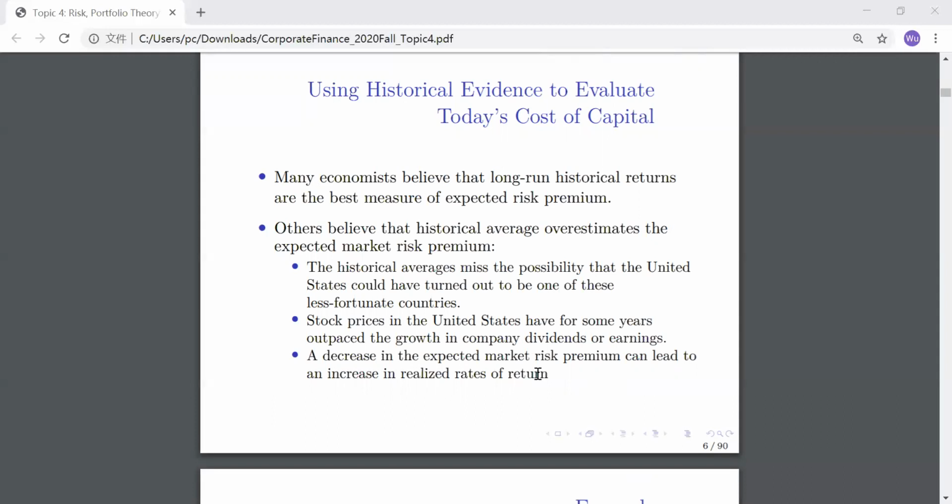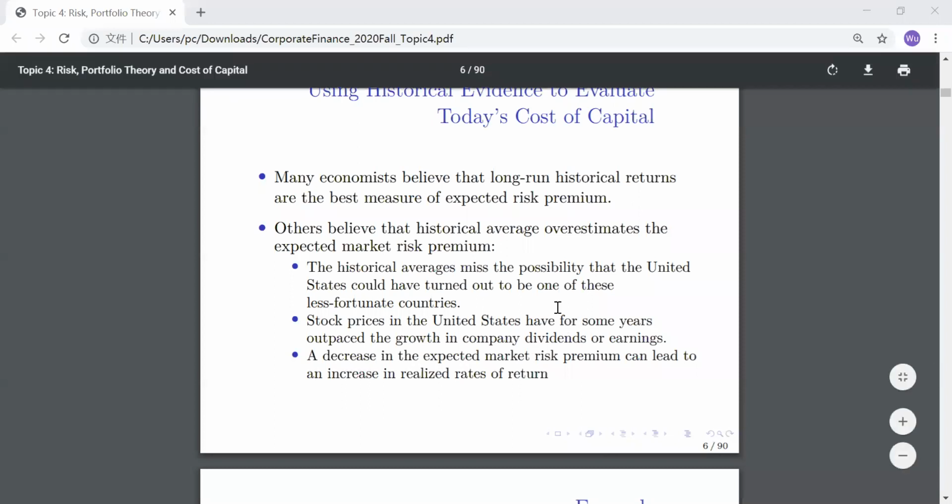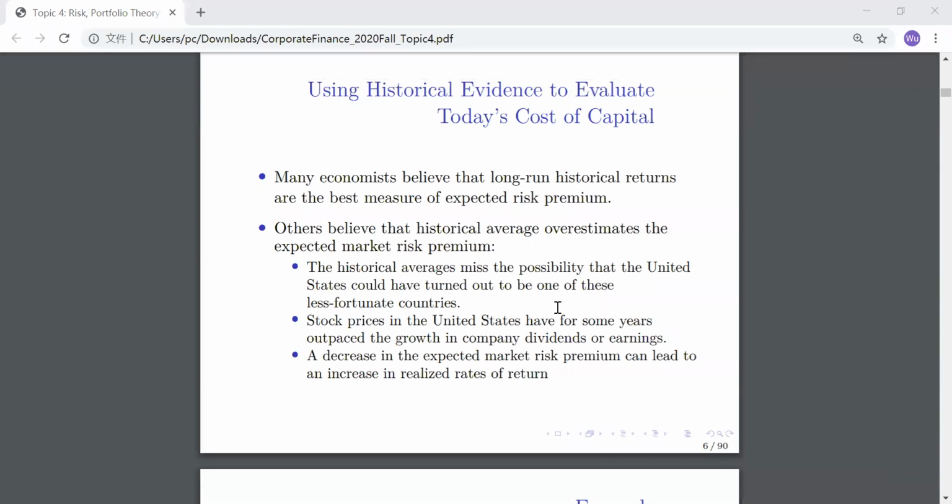One of the reasons is that the historical averages miss the possibility that the United States could have turned out to be one of the less fortunate countries. So the historical average might miss the possibility that the United States is super lucky in terms of stock market development and economic development, right? So why is this important?